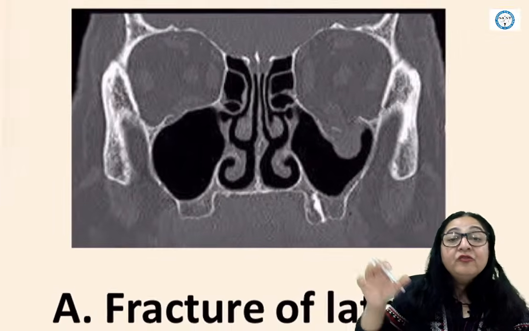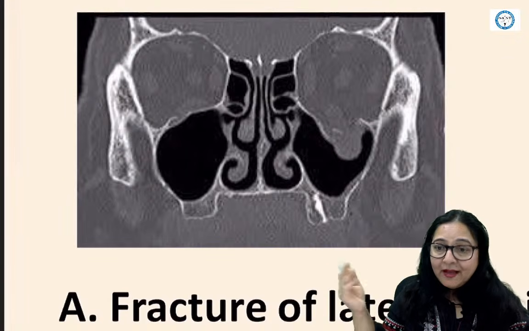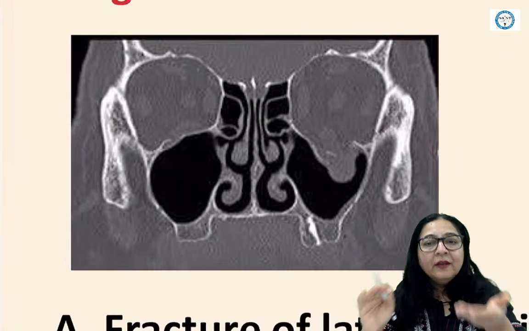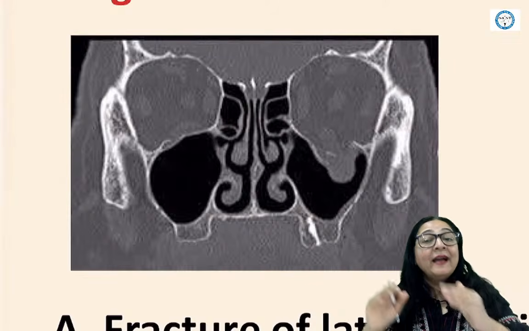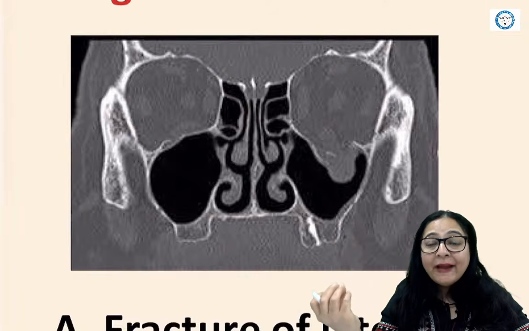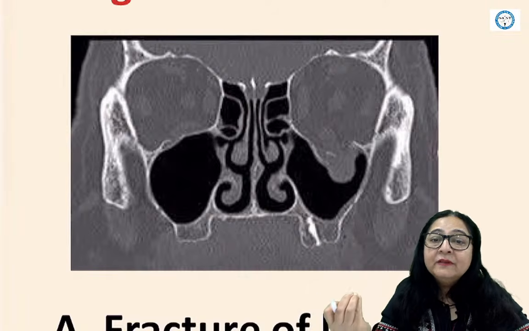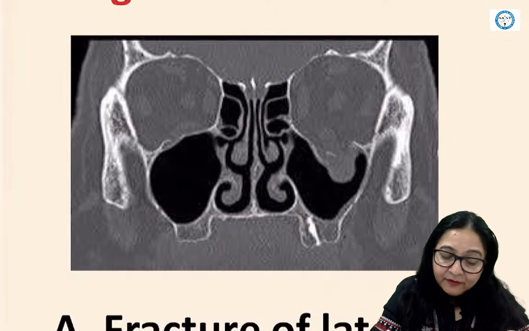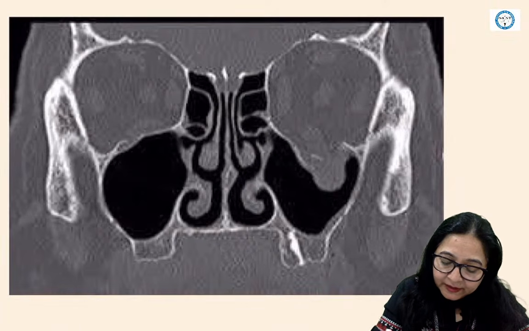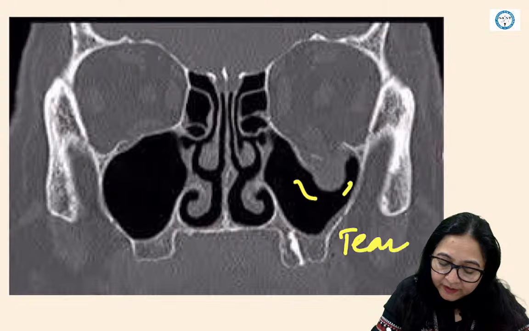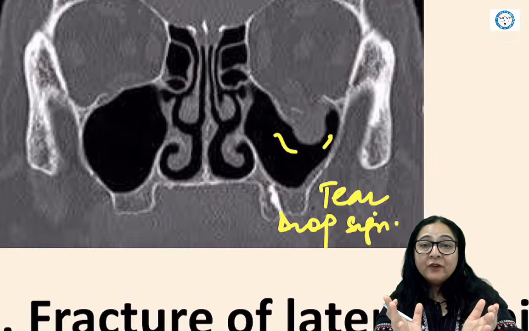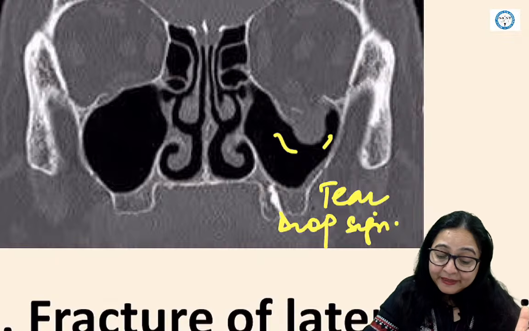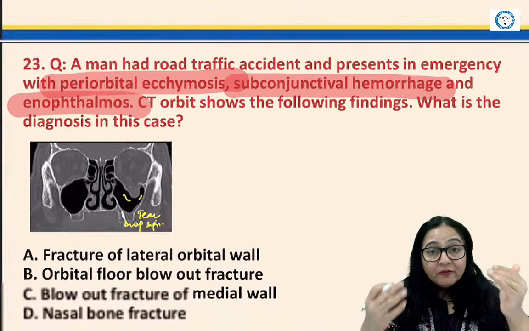So CT showing teardrop sign. I'm again very sure all of you cannot make it wrong. If you have not done that, do it now. You see orbital contents herniating into the maxillary sinus, which is typically called teardrop sign. It is the fracture of the floor of the orbit, the blowout fracture of the floor of the orbit, which produces this particular sign.